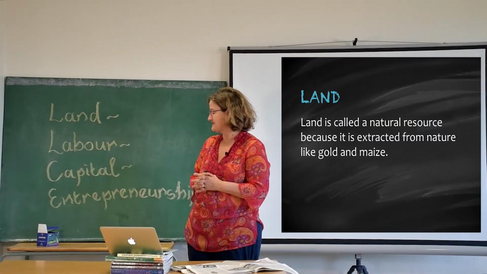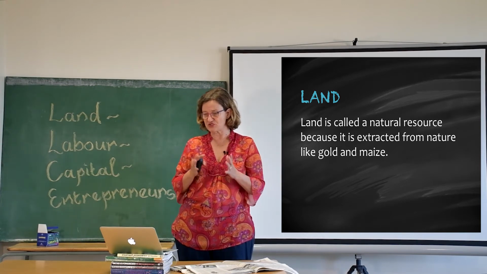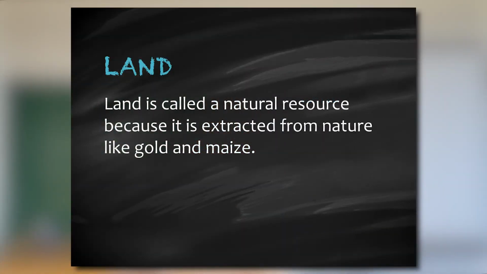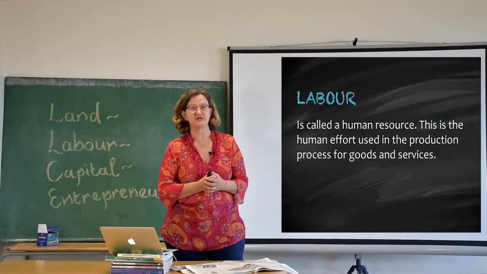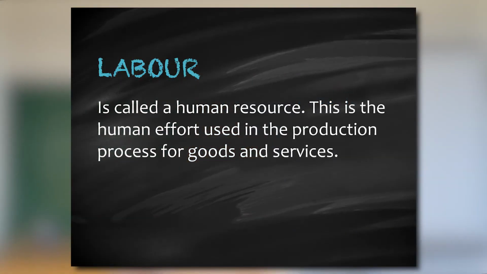Okay, land is a natural resource. It is normally said that it is extracted from nature. An example of land can be gold or fish. Those are examples of land. Then if we look at labor, labor is also called a human resource. In this human resource, human effort is used in the production process of goods and services.